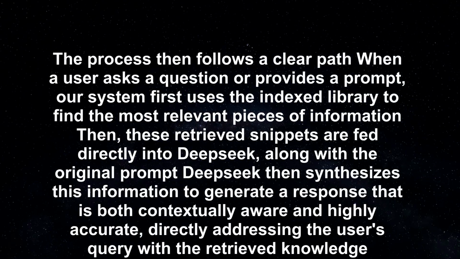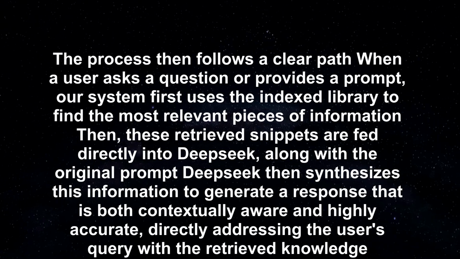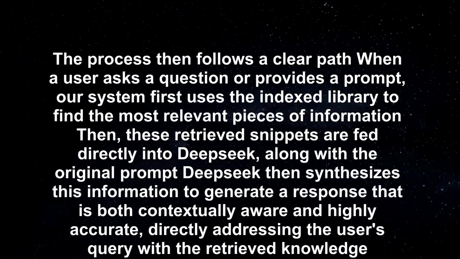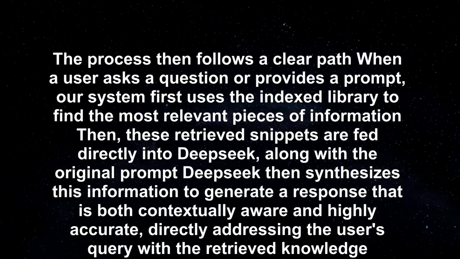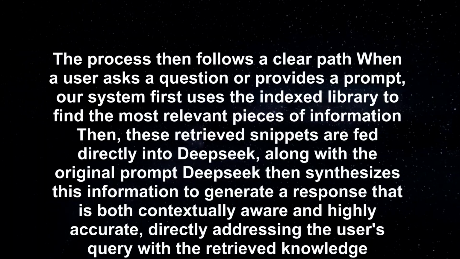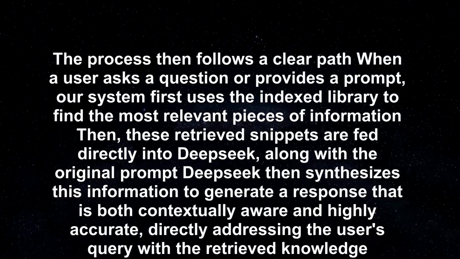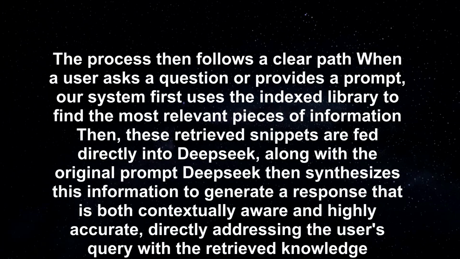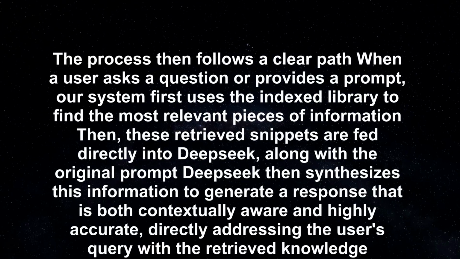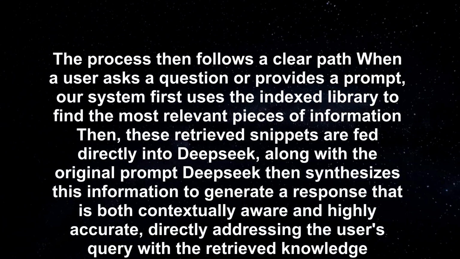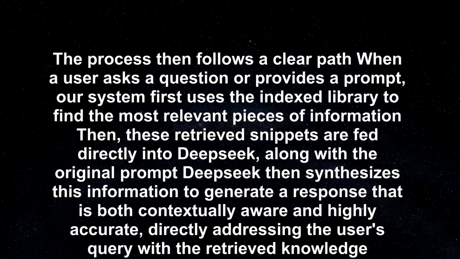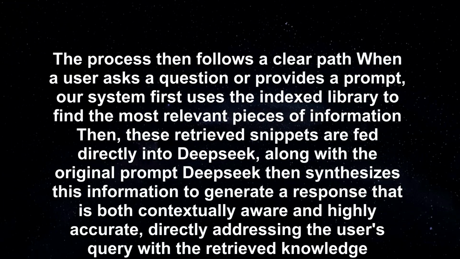The process then follows a clear path when a user asks a question or provides a prompt. Our system first uses the index library to find the most relevant pieces of information. Then, these retrieved snippets are fed directly into Deepseek. Along with the original prompt, Deepseek then synthesizes this information to generate a response that is both contextually aware and highly accurate, directly addressing the user's query with the retrieved knowledge.